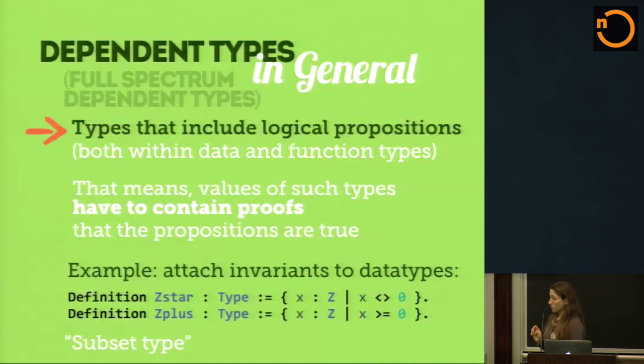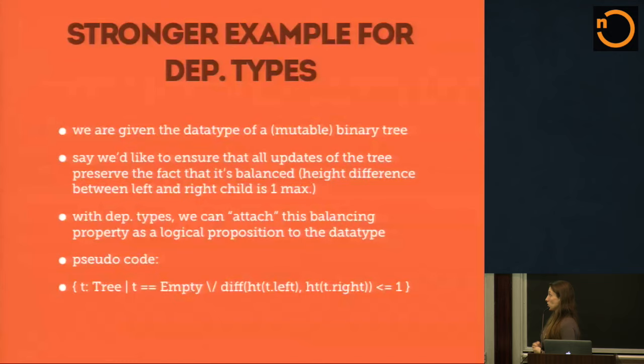It's kind of a simple example. Another example that you might have heard of is being able to figure out at the type level whether or not you're going to call head on an empty list. These are things where values and types, we can try to intertwine them and make programs that know a little bit more. It gets a little bit tricky though, because this is all based on logic. And so values of types have to contain proofs that these propositions are true.